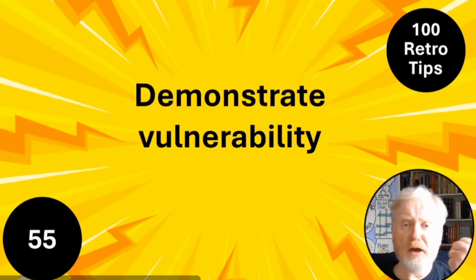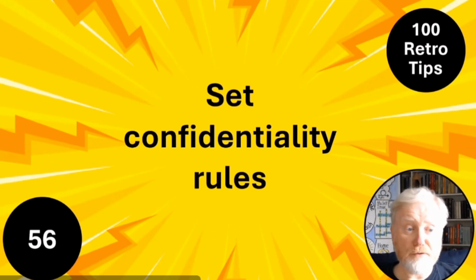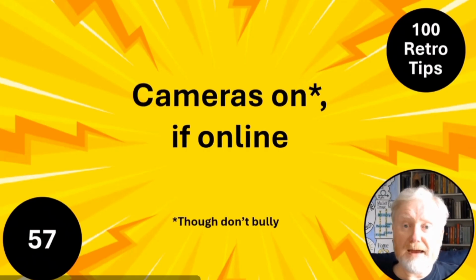You can encourage psychological safety by demonstrating vulnerability yourself. And you can set confidentiality rules about nothing leaves the room, that sort of thing. Get the team to agree what they want to say. Cameras on is better if you're online. You can't build relationships if you can't see people.